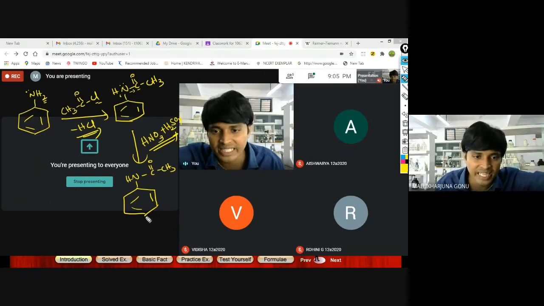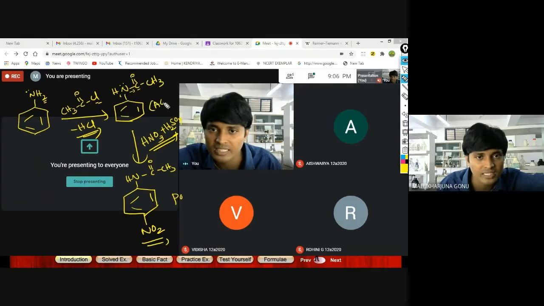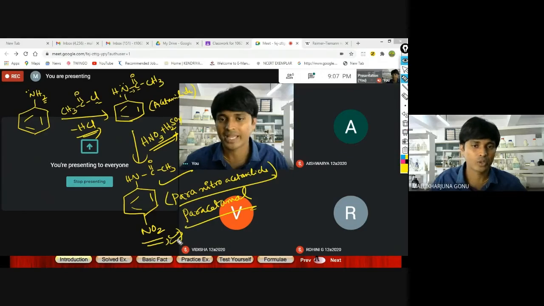Now if I do this reaction, I will get major para nitro. What is the name of this compound? This is called the acetanilide. This is called the para nitro acetanilide. Nitro. Now मुझे ये मीन चाहिए.